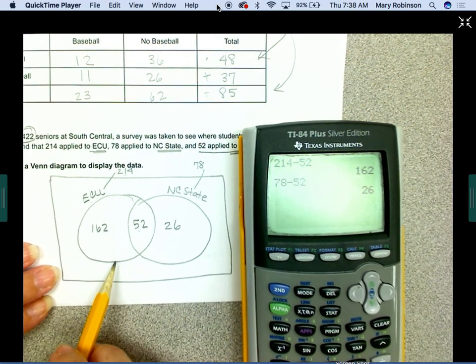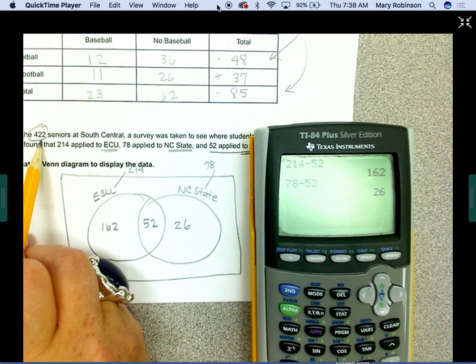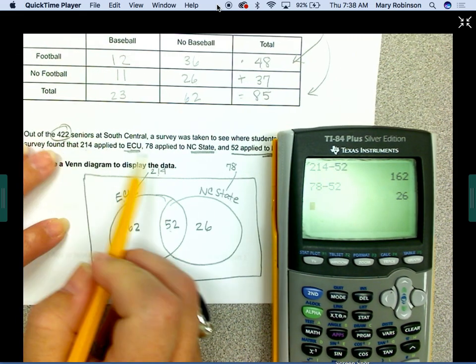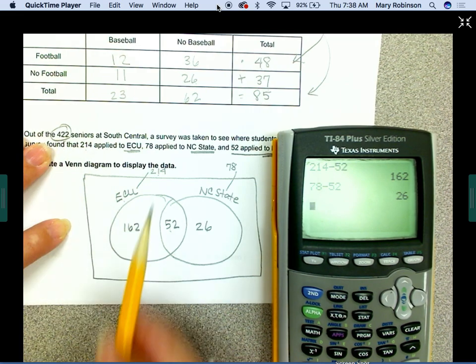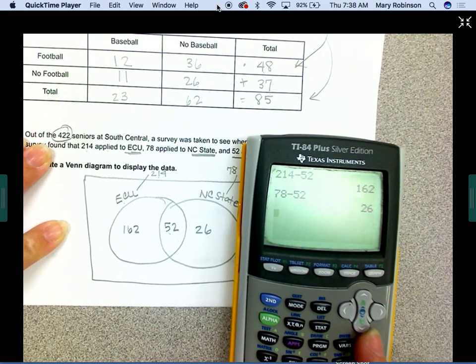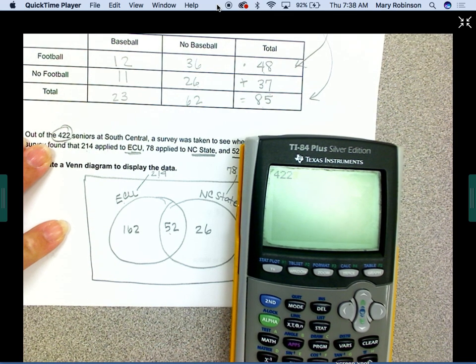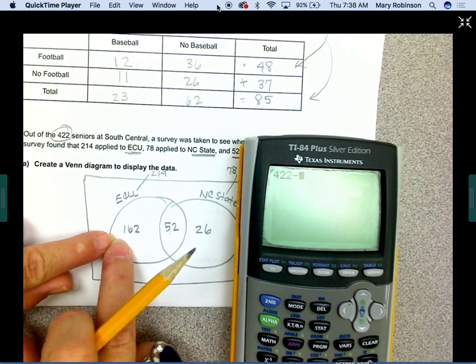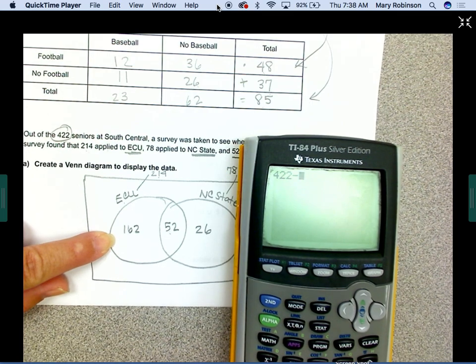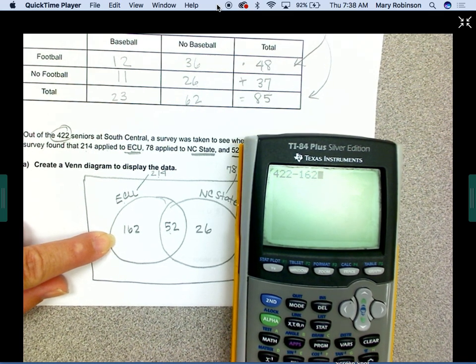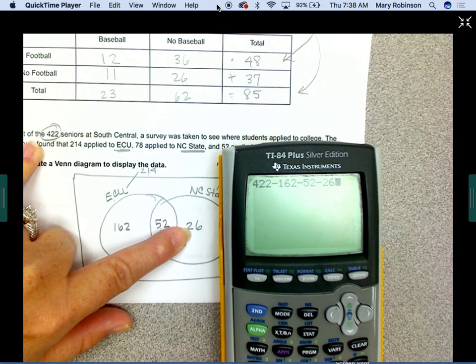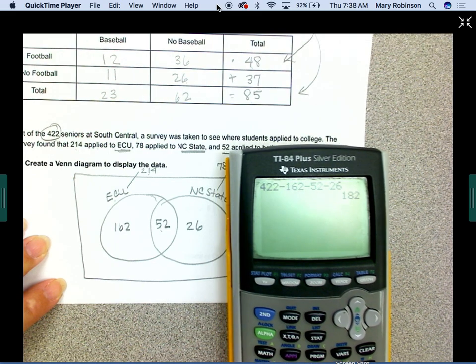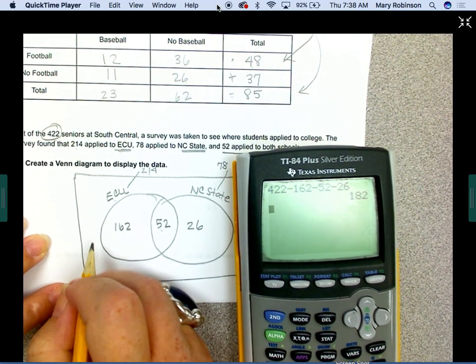The last number you need is using this fact that 422 seniors were surveyed. Not all of them applied to college. So I need to take this total of 422 surveyed and subtract out all the numbers in my Venn diagram: the 162 that applied to ECU only, the 52 that applied to both schools, and the 26 that applied to NC State only. And that leaves me with 182.